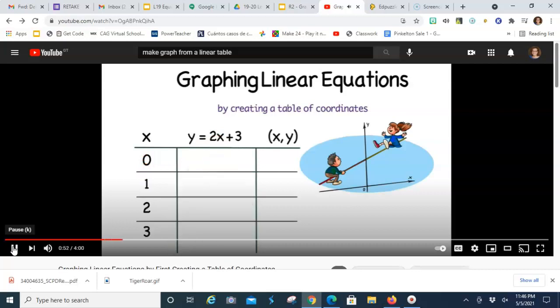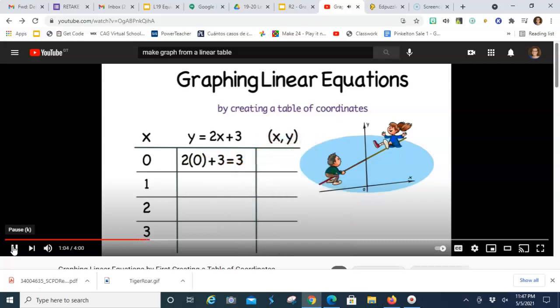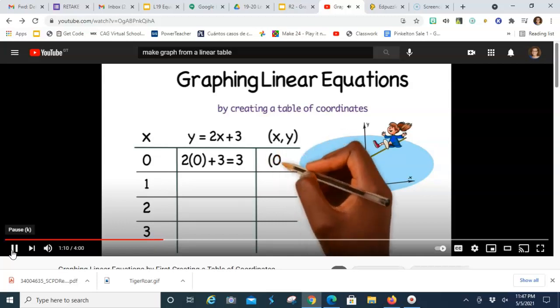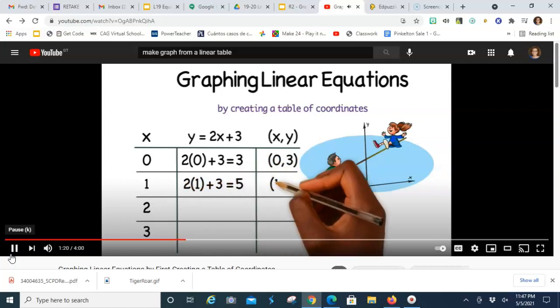So x is my input. I'm going to input the x, the 0 for the x. So when I do that, I get 2 times 0 is 0, plus 3 is 3. So my ordered pair is 0, 3. Now I'm going to input the 1. 2 times 1 is 2, plus 3 is 5. So now my ordered pair is 1, 5.